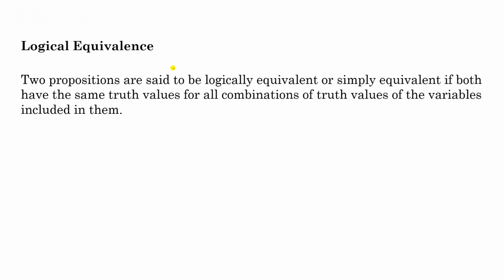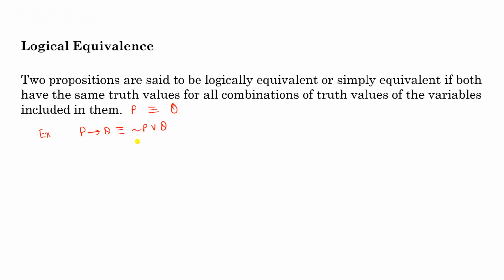Now logical equivalence. Two propositions are said to be logically equivalent, or simply equivalent, if both have the same truth values for all combinations of truth values of the variables included in them. For this we use this symbol. Suppose a compound proposition, say P, is equivalent to Q, then we use this symbol to denote the equivalence. Now look at this example: P implies Q is equivalent to negation P or Q.